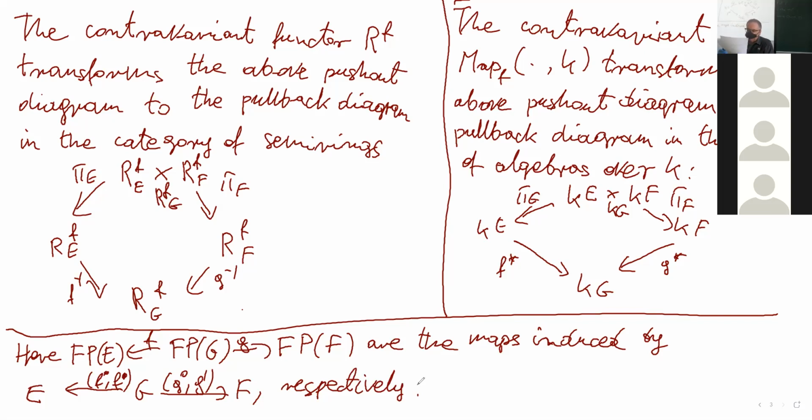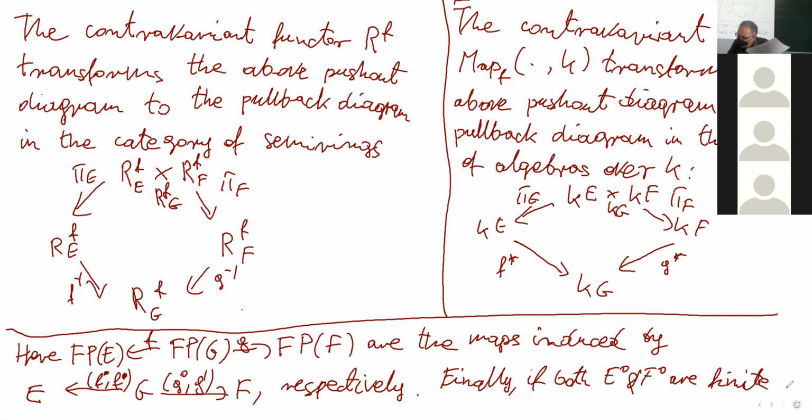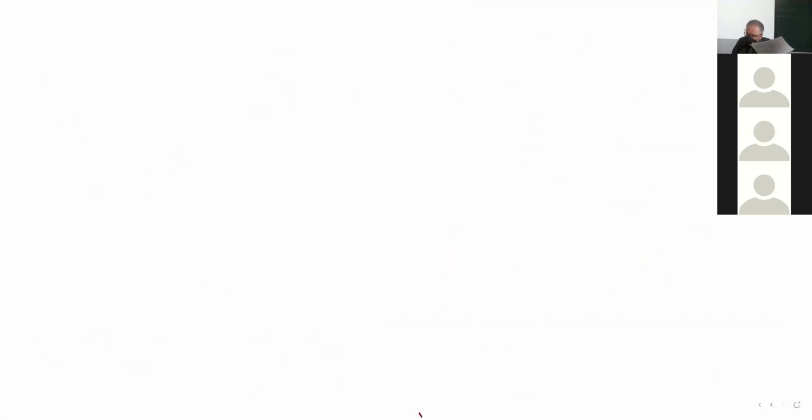All right. We have in both cases one more claim about the unitality. So let me write it like this. Finally, if both E0 and F0 are finite, well, then what happens? Again, let me write two cases.